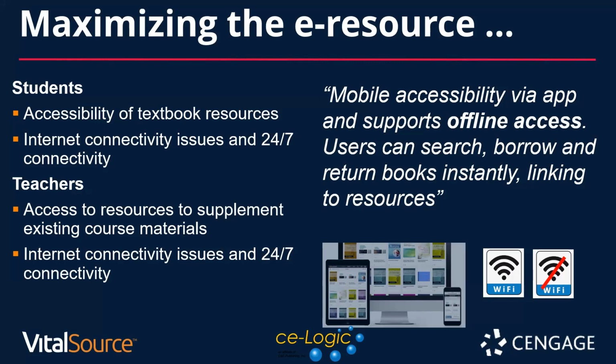Okay, so let's first identify the problem that students usually encounter. First is internet connectivity. Sometimes we don't have internet, so we cannot access our e-text. But with the help of the offline feature of our Vital Source Explorer, now we can do that. Okay. So mobile accessibility via app, and it supports offline access. Users can search, borrow, and return books instantly, linking to resources.